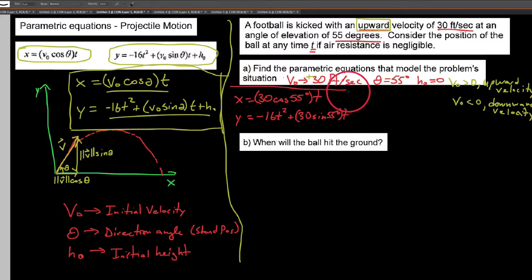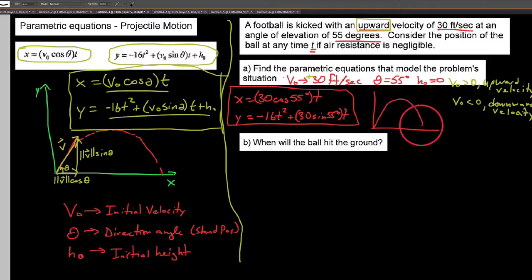With these two equations, what we want to acknowledge is that they tell us our position with respect to x and y at any given time, where time is being measured in seconds. All we have to do is plug the times into these equations. I can tell you how far away it is in an x direction or how high off the ground it is in a y direction. So let's use these to answer some questions about the path of this projectile that we've kicked from an initial height of 0 at about a 55-degree angle, at a velocity of 30 feet per second.